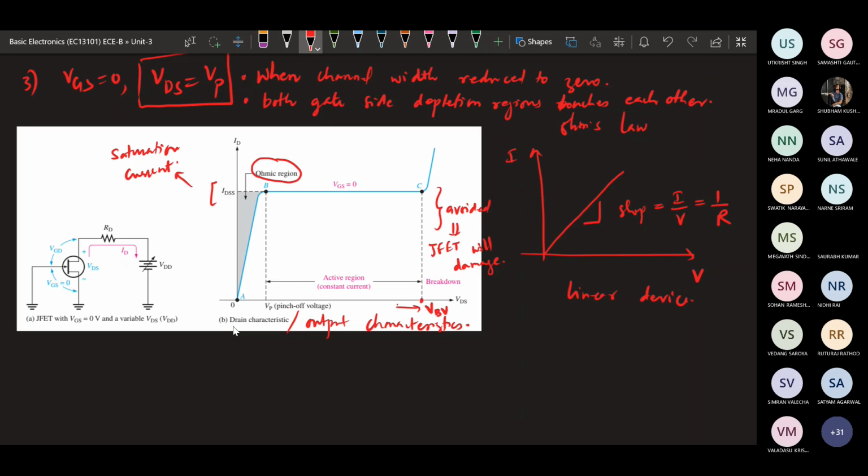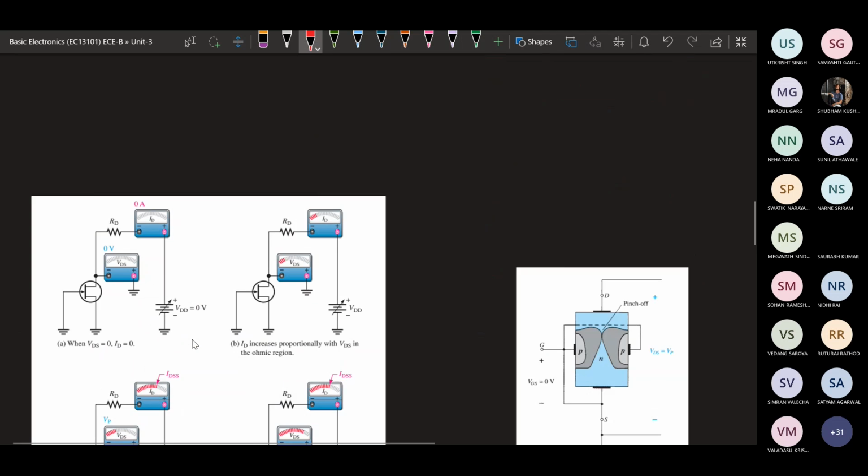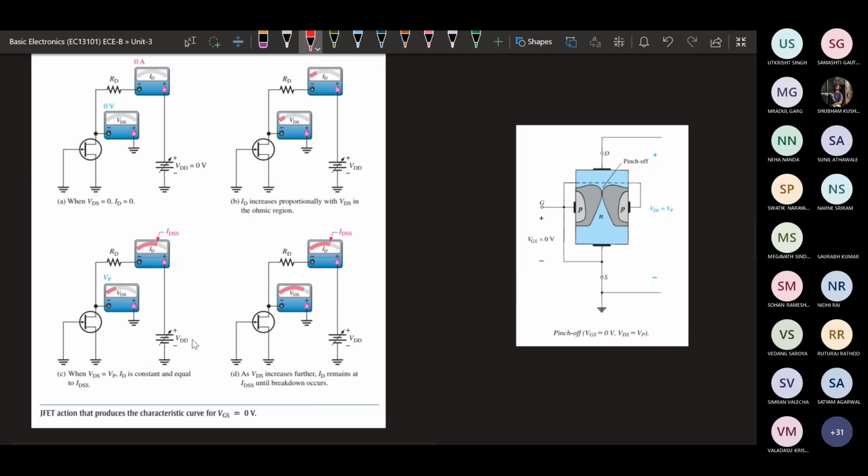So how these currents and voltages are related, how the relation of JFET current and voltage works, we will see next once we have explained the operation. Okay. So here, this is the figure showing the pinch off point. Okay, so this is the pinch off.